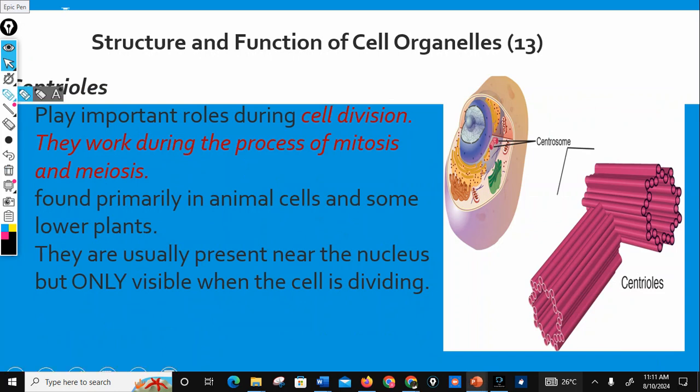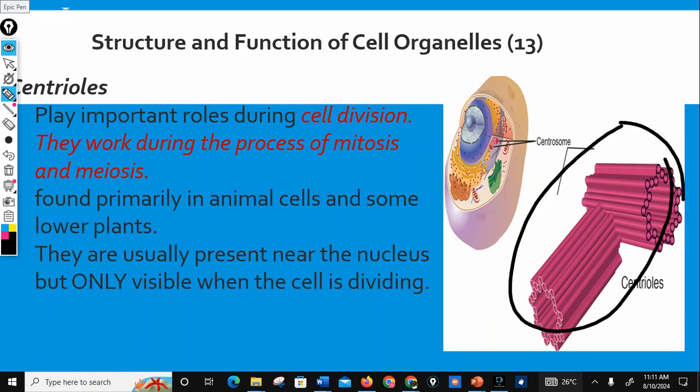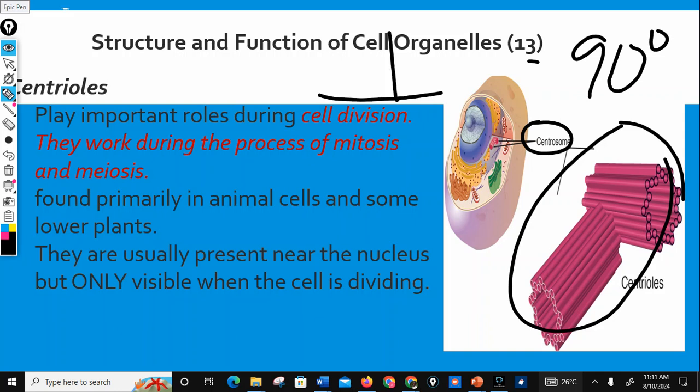This structure is the way it places itself in the centrosome, and this arrangement is very important. The two centrioles are positioned 90 degrees to each other, directly perpendicular to each other. That is for it to be able to perform its function of arranging the spindle fibers.